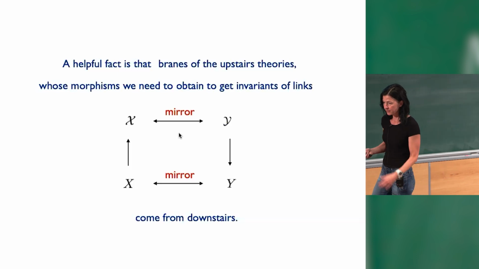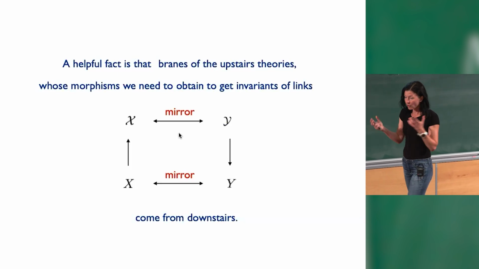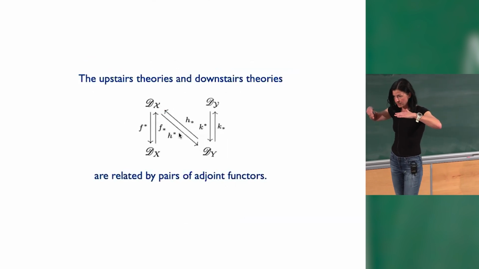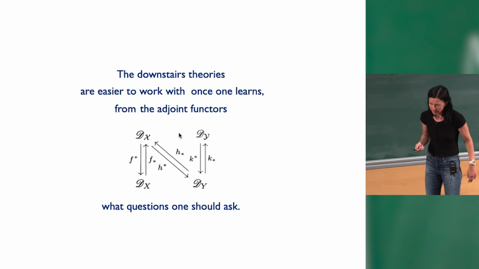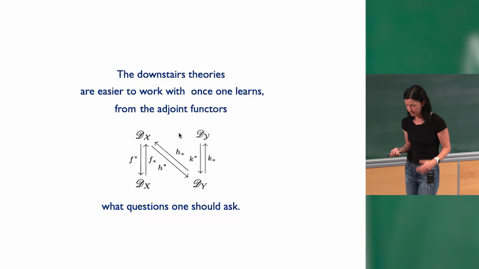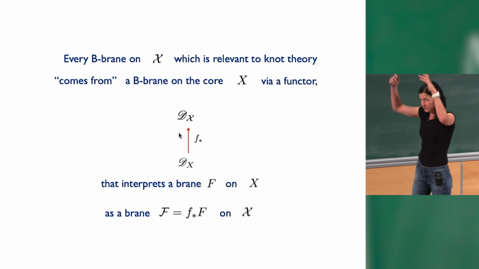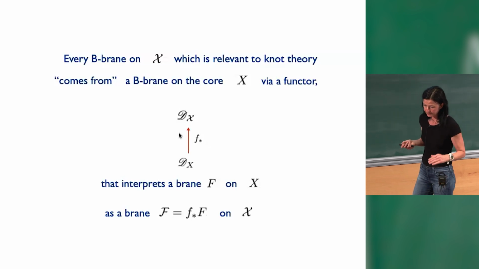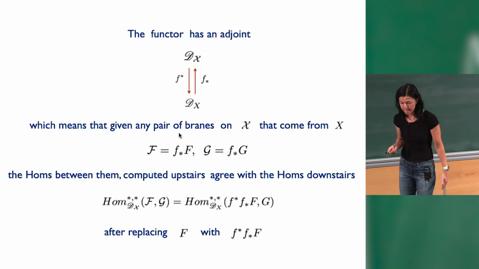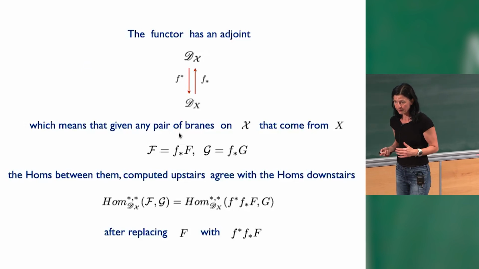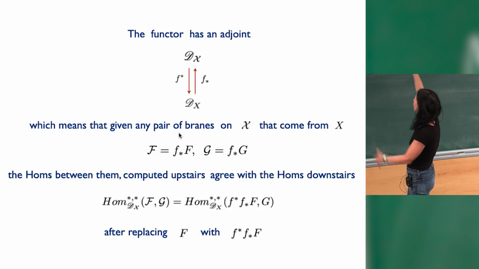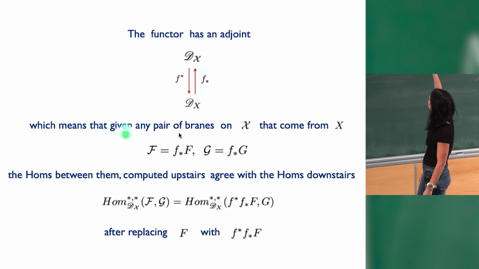So again, a helpful fact is that the branes of the upstairs theory, whose morphisms we want to get link invariants, they all come from downstairs. What does this mean? The upstairs and the downstairs theories are related by pairs of adjoint functors. The downstairs theories will be easier to work with once you know from these pairs of adjoint functors which questions to ask. So every B-type brane on the upstairs space that's relevant to knot theory comes from a B-type brane downstairs via a functor that simply interprets the brane downstairs as a brane upstairs. And that functor has an adjoint. And the fact that adjoint functors exist means that you can recover Homs of the upstairs theory from the downstairs theory, provided, for Homs of the branes of the upstairs theory that come from downstairs, you take one of these downstairs branes on a trip that sends it first up and then back down.